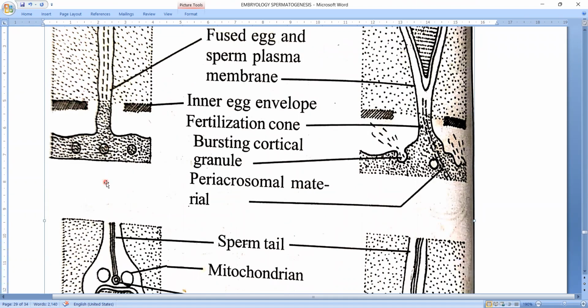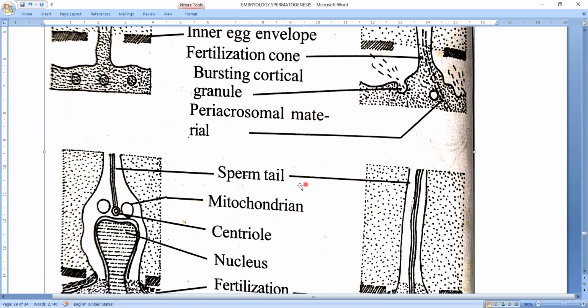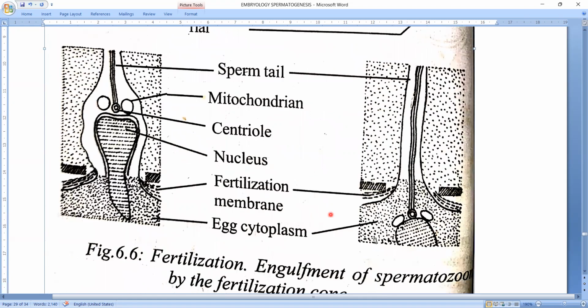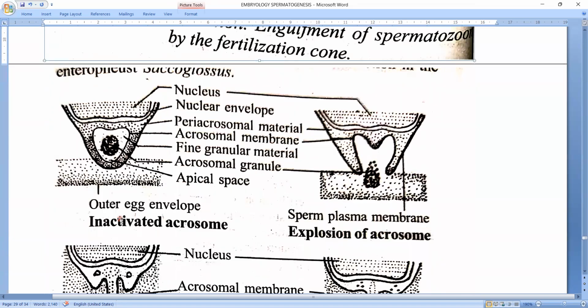Gradually the acrosomal tubule reaches the egg plasma membrane, and there the egg plasma membrane ruptures. Then it reaches into the cytoplasm of the egg. When it reaches the nucleus, the middle piece also enters into the egg cytoplasm. So this is the first diagram. This is the acrosome.